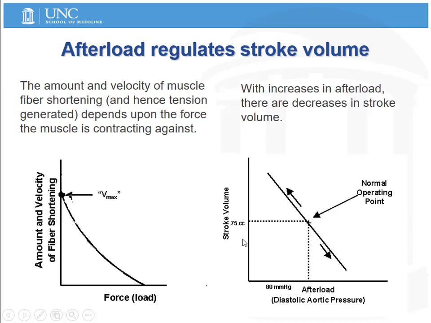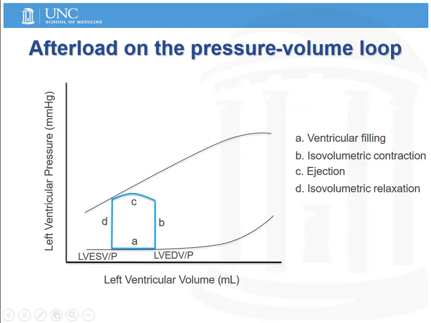On the pressure volume loop, preload is easily identified as a single point at the end of ventricular filling. Afterload, on the other hand, isn't a single point, but instead it's the integrated pressure throughout this entire period of systolic ejection. So afterload is the force that the ventricle has to contract against and overcome to expel blood.